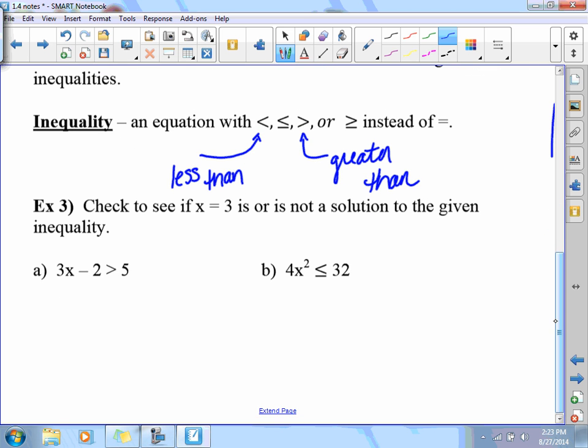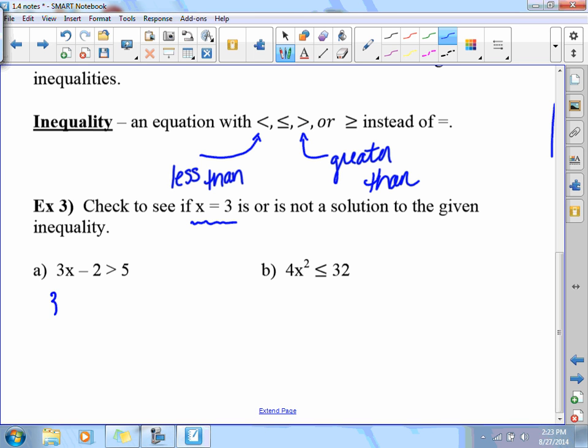So problems in your homework that are going to have you doing this skill, though they will say, check to see if 3 is or is not a solution to the given inequality. So they tell you the value of x is 3. So they just want you to take that value and substitute it into the problem and see if you get a true statement. So now instead of being an equal sign, it's just going to be a less than or a greater than sign. And you're still looking for that concept of a true statement.